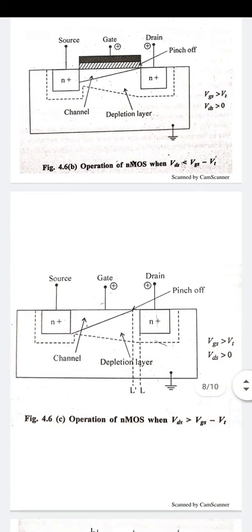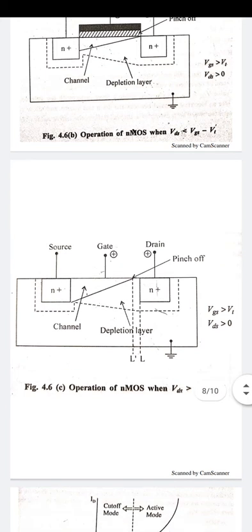An increase in VDS above the saturation value will cause the pinch off point P to move from the drain end towards the source. That is shown in this diagram, where VDS is increased beyond a particular level. The pinch off point is shifted towards the source end, shown by L dash. So that is the gap we have shown here between L and L dash. The pinch off point is shifted towards the source end when we apply VDS above a particular value.